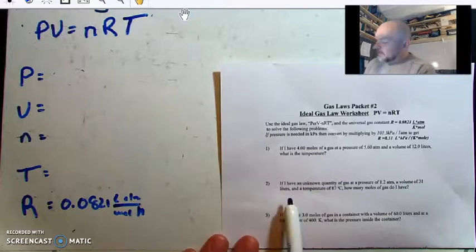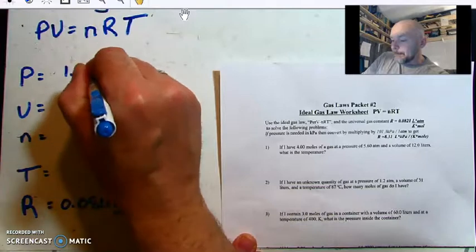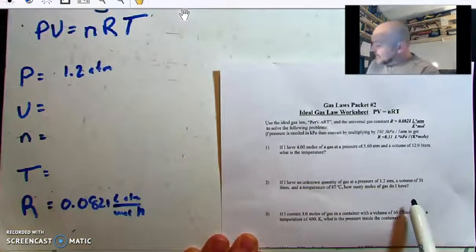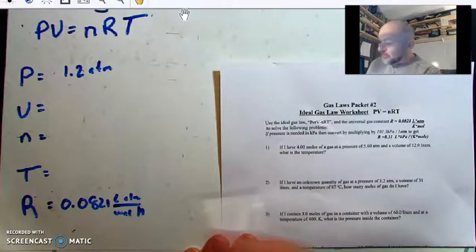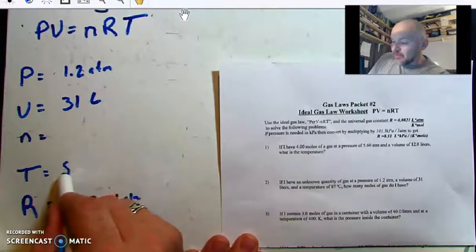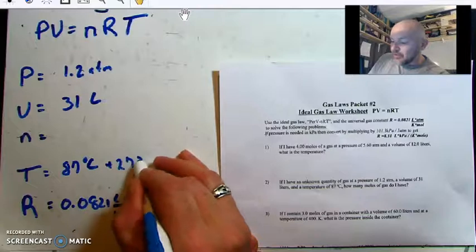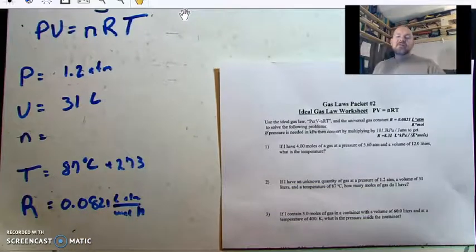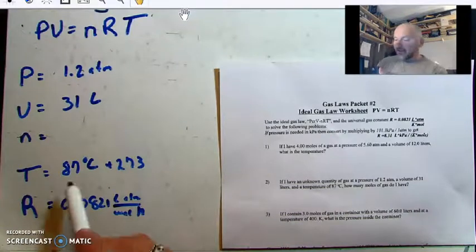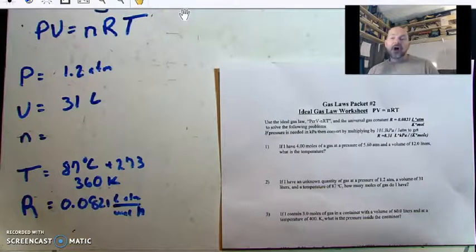Let's look at the second problem. I have an unknown quantity of gas at 1.2 atmospheres. It has a volume of 31 liters and a temperature of 87 degrees Celsius. And whenever I have degrees Celsius, I add my 273 to that to get me a Kelvin value. So 87 plus 273 is 360 Kelvin. And I always, always, always want to use the Kelvin temperature.